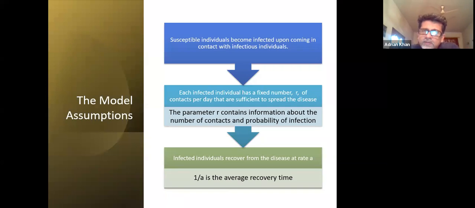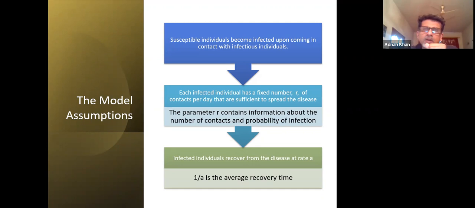So this is what I just said. Susceptibles become infected upon coming in contact with infecteds. Each infected meets a fixed number R of the susceptibles per day, and spreads the disease. This R contains the average number of meetings and also the probability that each meeting will cause an infection, okay? And then infected individuals recover at a rate A, where 1/A is the average recovery time. As I said, for the flu, it's like 7 days. For COVID, and again, the fascinating part in a way, and perplexing in another, is that these parameters, these A of a disease, are not known exactly.